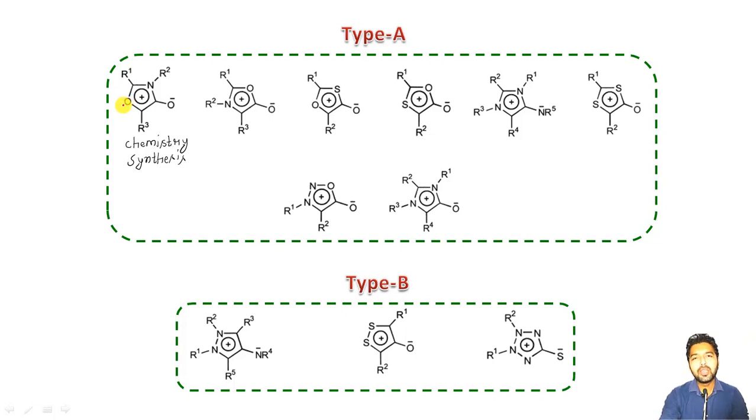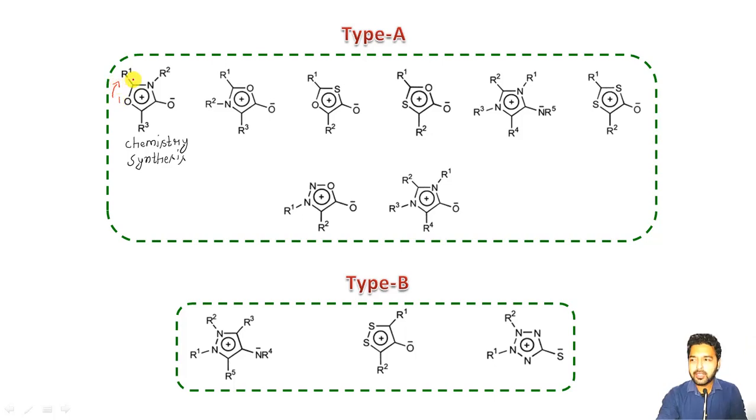Now let me be quick in discussing the nomenclature of these molecules. You need to start the numbering from the oxygen atom, and you have to go in that direction such that the other heteroatom, that is the nitrogen in this case, gets the lowest number. So if we start from this oxygen atom, numbering can be done in this direction.